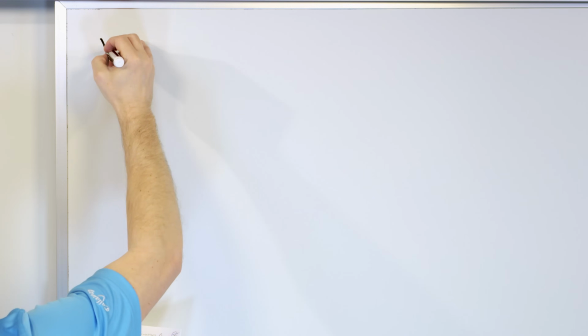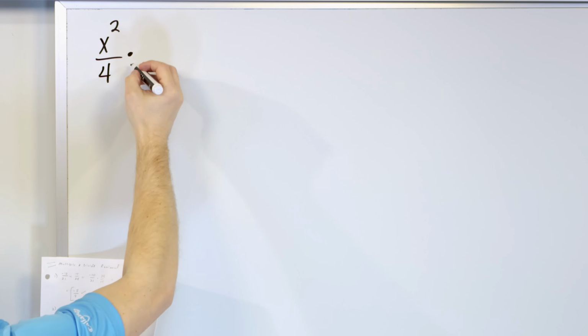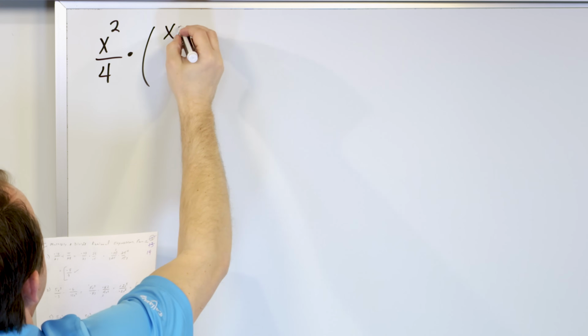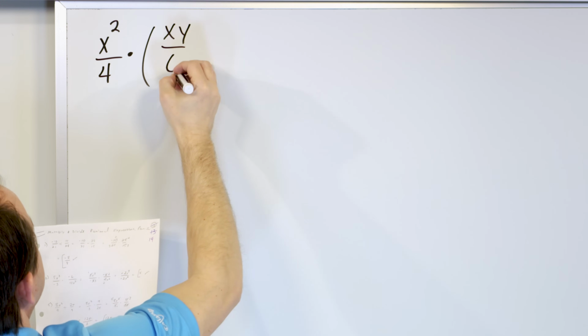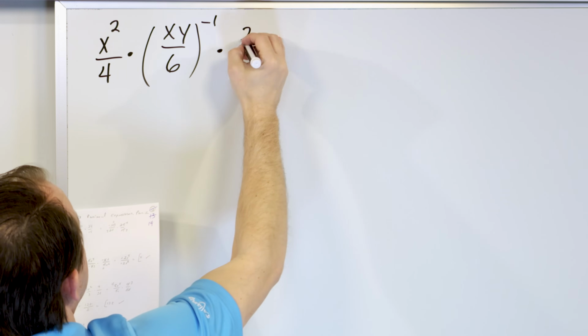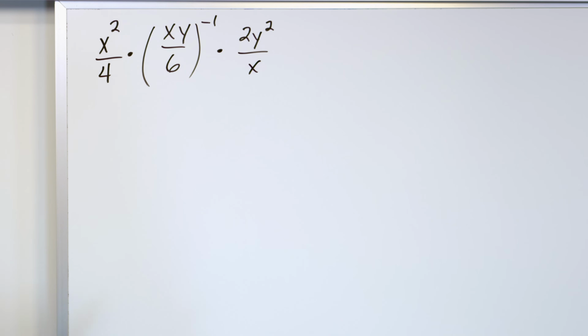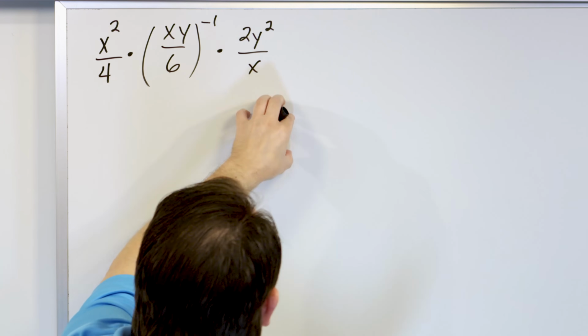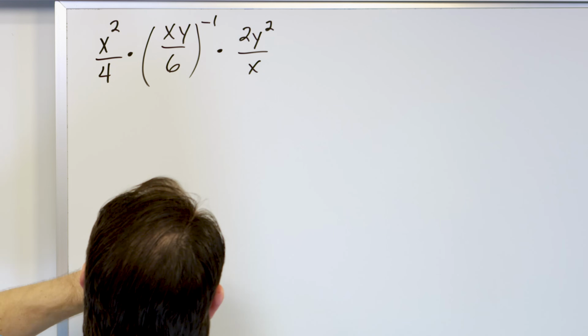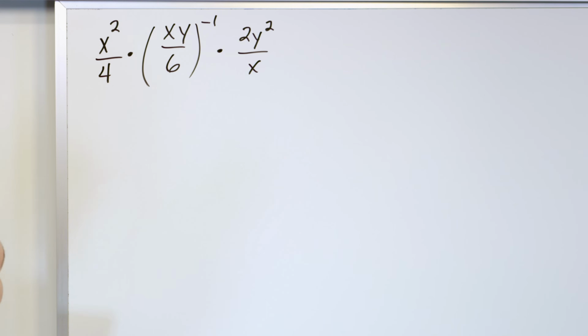Next problem. What if we have x squared over 4 multiplied by, parentheses, x times y over 6 raised to the negative 1 power times 2y squared over x. I told you this would get a little more complicated a little bit rapidly. So here we have 3 multiplications, and one of them is actually weird because it's something raised to the negative 1. So you have to take it one step at a time.